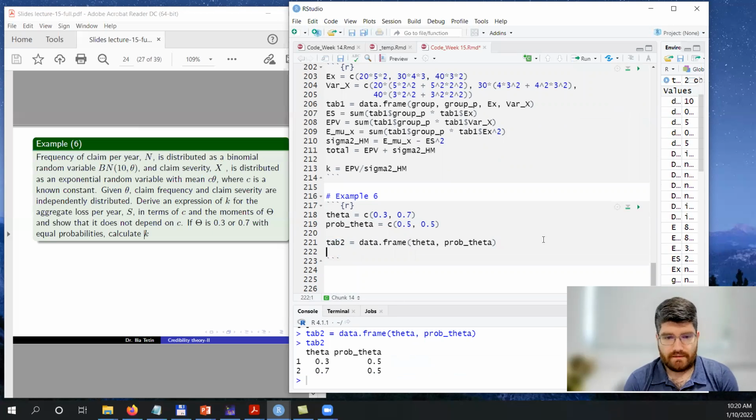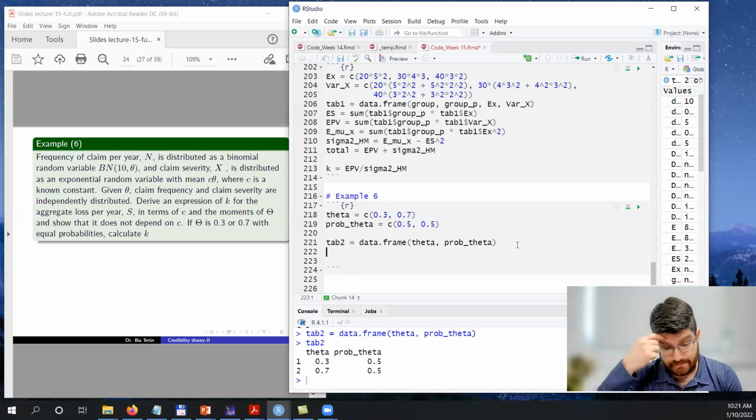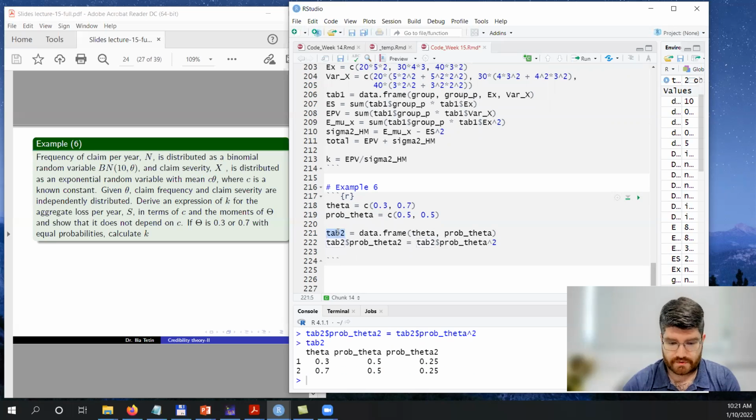Now we may calculate the squared, the cubes, and the fourth power of our parameters, and then we will calculate the expected value for our required moments. So the final calculation should involve calculating this k. So tab 2 and then prob theta will give us that squared. So these are our squared values.